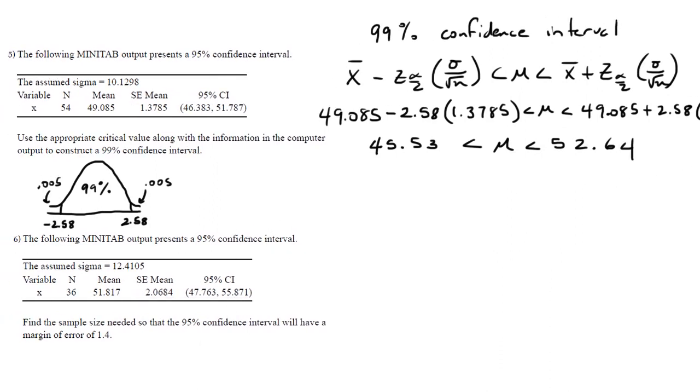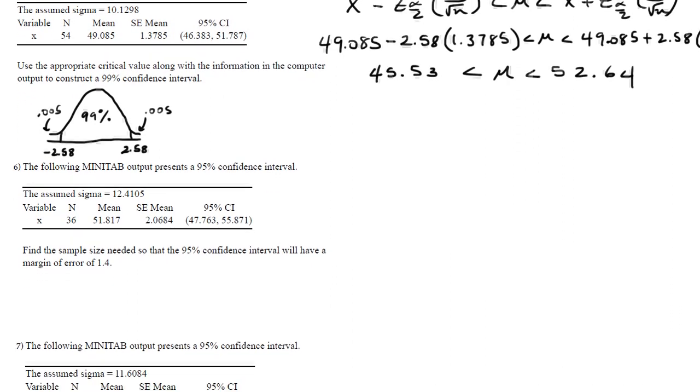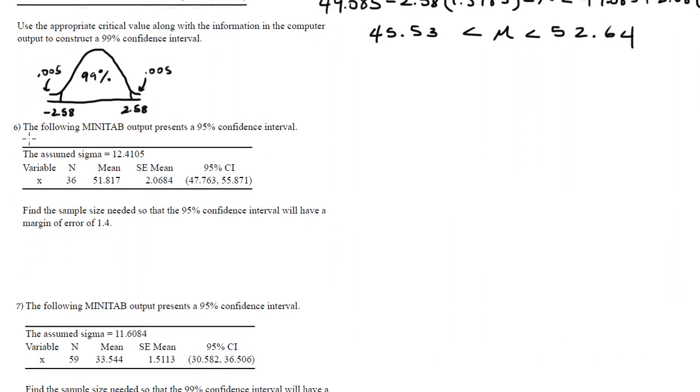Okay, moving on to number 6. The following Minitab output presents a 95% confidence interval again. We got all the values. We know what's happening here. Find the sample size needed so that the 95% confidence interval would have a margin of error of 1.4.